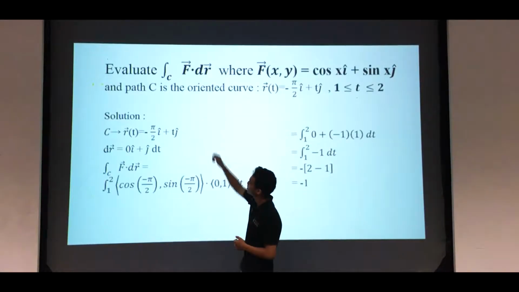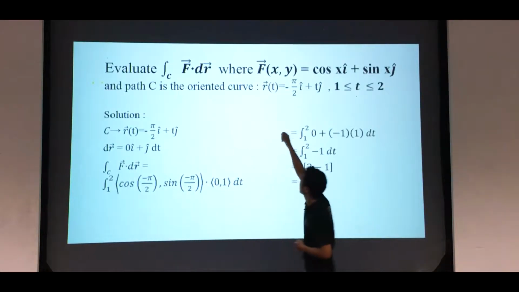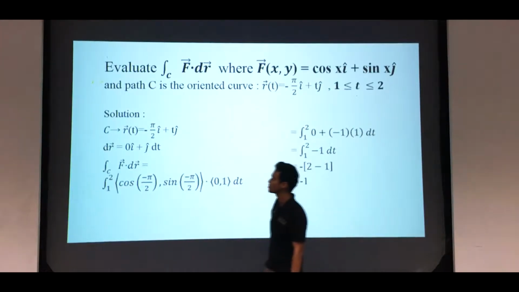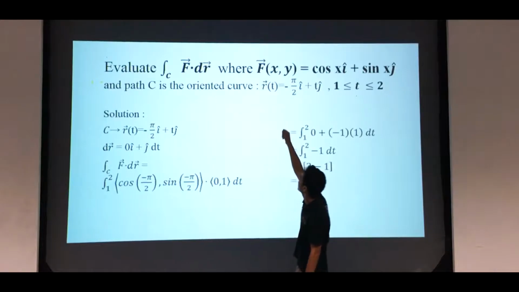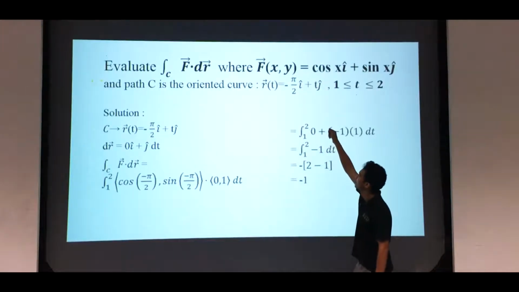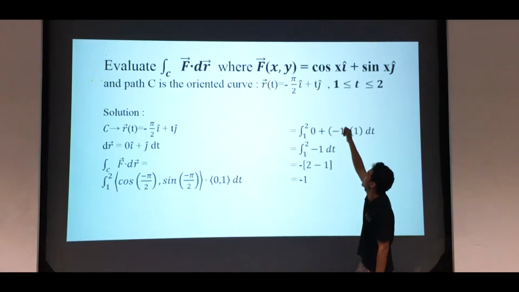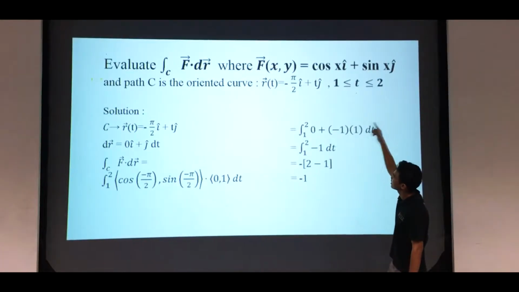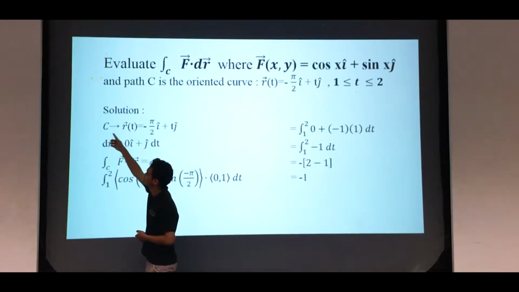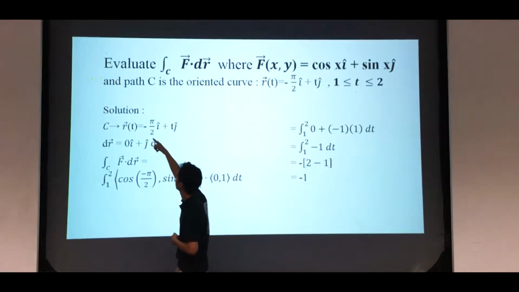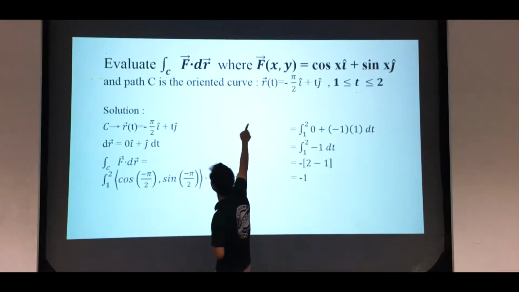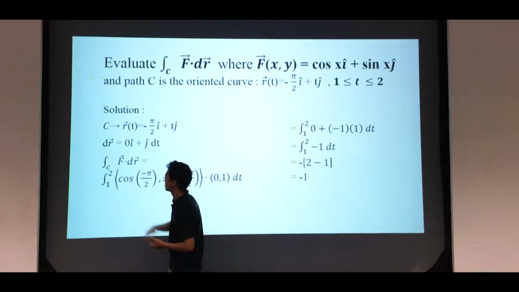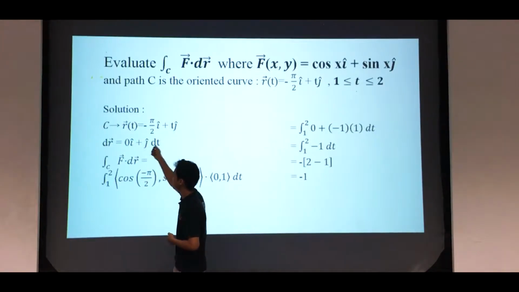Okay, the question is evaluate the integral of F dr where F(x,y) equals cos x i plus sin x j, and the path C is the oriented curve r(t) equals negative pi over 2 i plus t j, and the value of t is given, which is not more than 2 and less than 1. Okay, this is the curve, which is r(t), and it is given in the question. And then from r(t), you have to differentiate it to get dr, which results in 0i plus j dt.